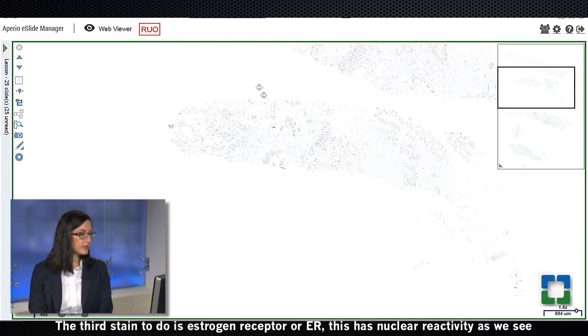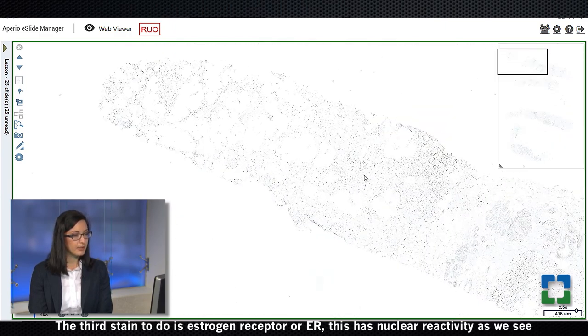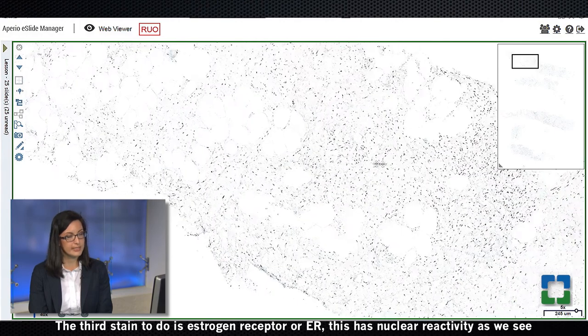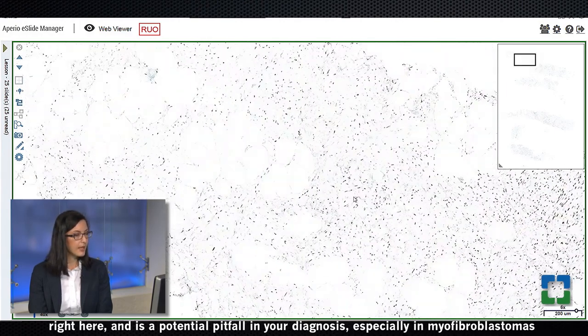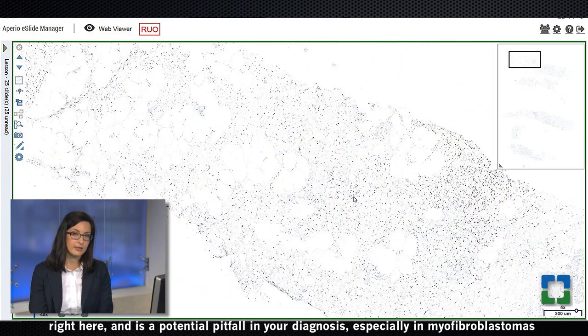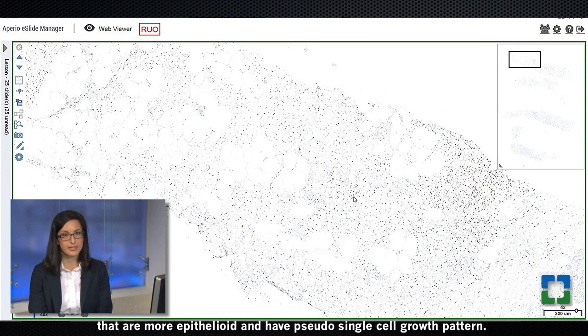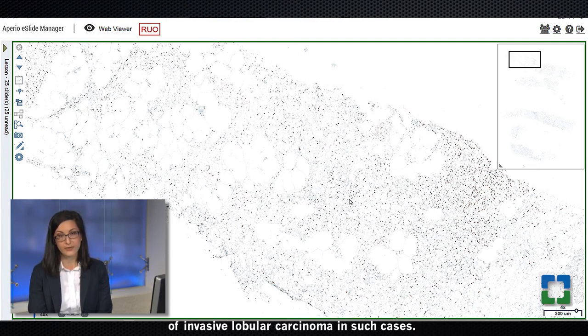The third stain to do is estrogen receptor, or ER. This has nuclear reactivity, as we see right here, and is a potential pitfall in your diagnosis, especially in myofibroblastomas that are more epithelioid and have pseudo-single cell growth pattern. You should be mindful not to make the diagnosis of invasive lobular carcinoma in such cases.